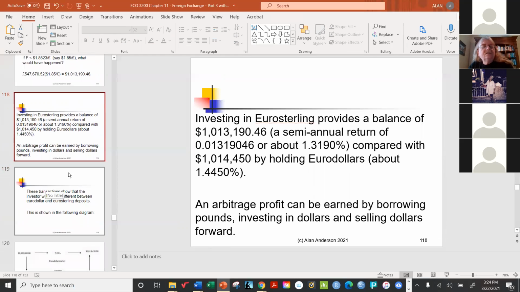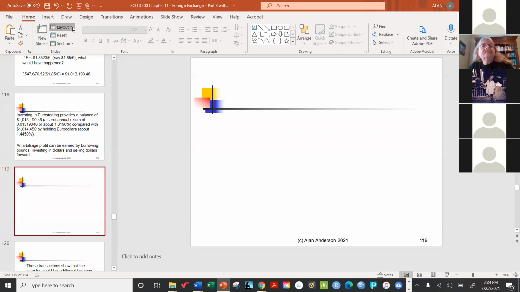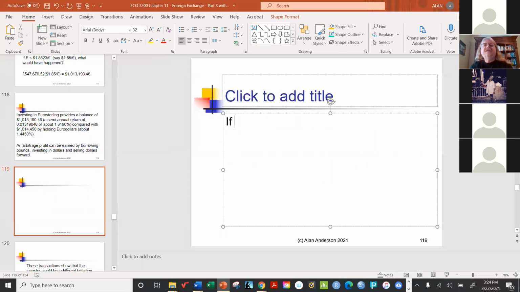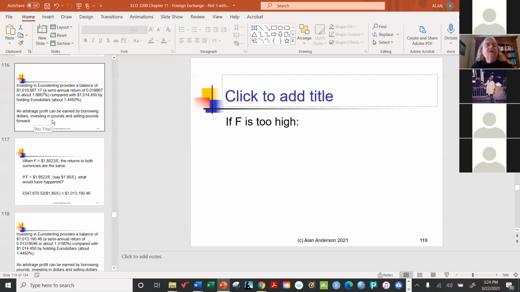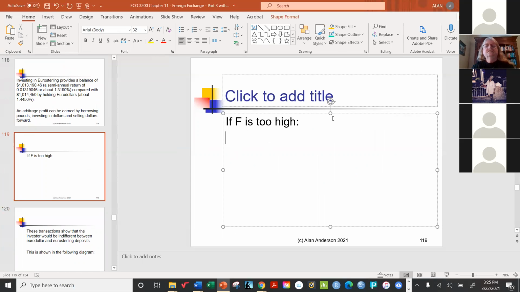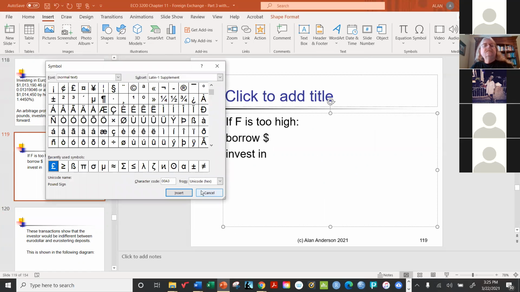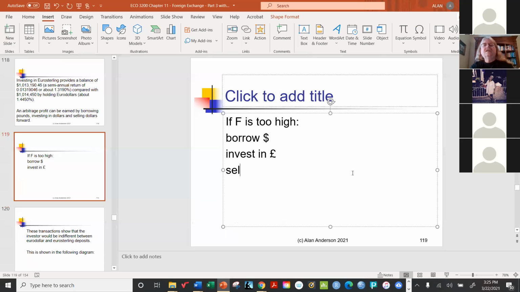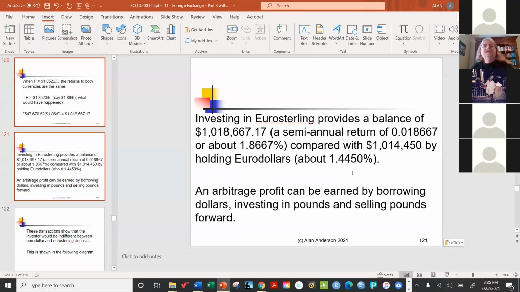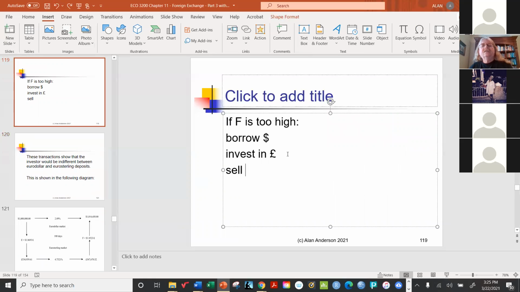All right, so in a nutshell, let's summarize this. If F is too high, what are we going to do? Borrow dollars, invest in pounds, and sell pounds forward.